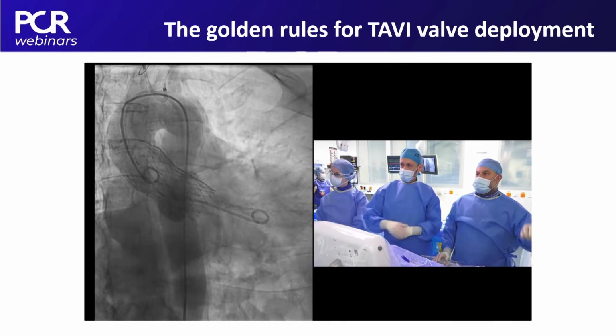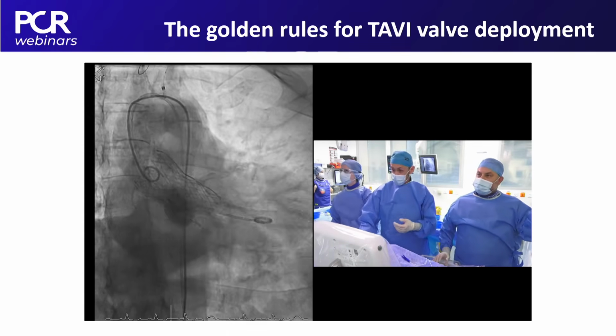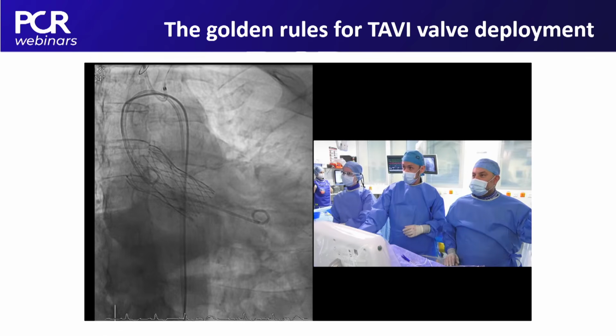Wow. Everybody say wow, because there is really no leak. And I injected almost 20 cc, so it's a proper injection.